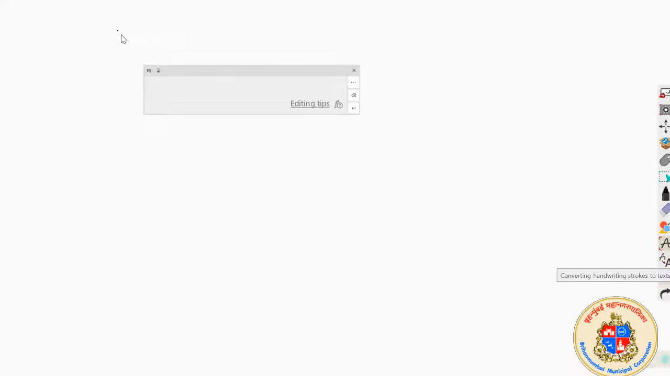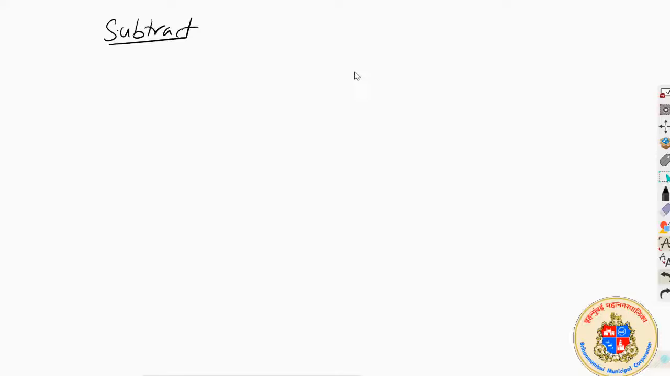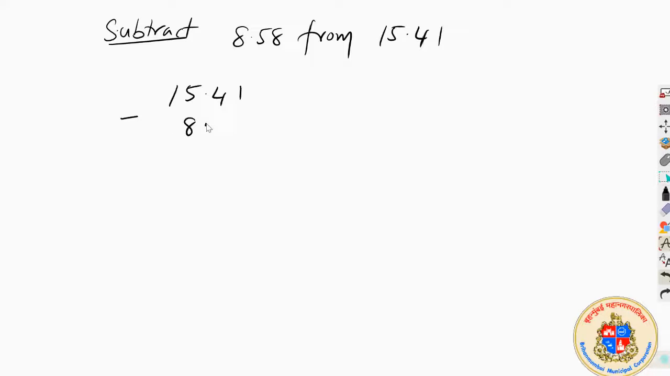For example, if you have to subtract 8.58 from 15.41, I will write 15.41 minus 8.58. The way we do subtraction, the decimal points should be in line.